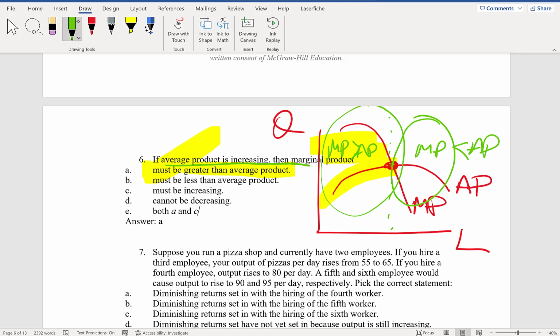Let's see why the other answers are not correct. Must be less than average product? No, marginal product is greater than it right here, so this is wrong. Must be increasing? Actually, marginal product is increasing half of the time, then some other time it's decreasing. Incorrect. Cannot be decreasing? Incorrect. Here it's decreasing, in this region right here. So the correct answer is A.